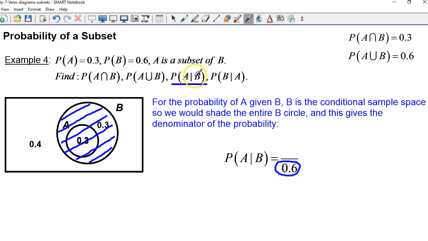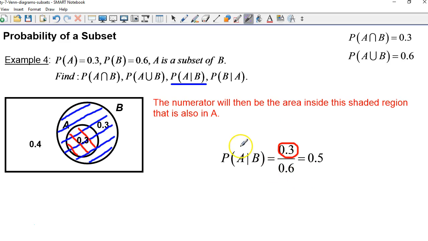The probability of A given B, remember that the B is the condition, so that establishes the conditional sample space. So we'll use the 60% that's in B. We'll write the probability of B as the denominator of our fraction here. And then the numerator has to be the part of that blue shaded region that's also in A. And so that would be the 30%. So it's 30% over 60%, and therefore 0.5. And what that's saying is, given that B has occurred, there's a 50% chance that A is also occurring.